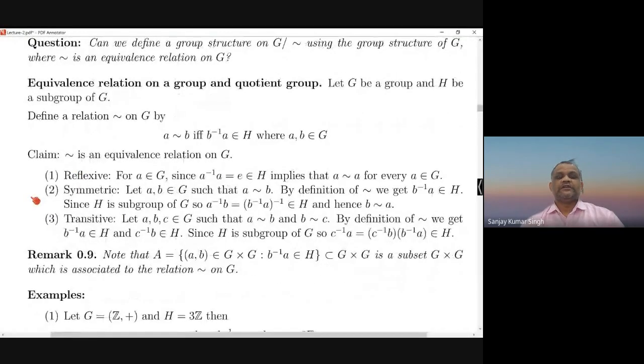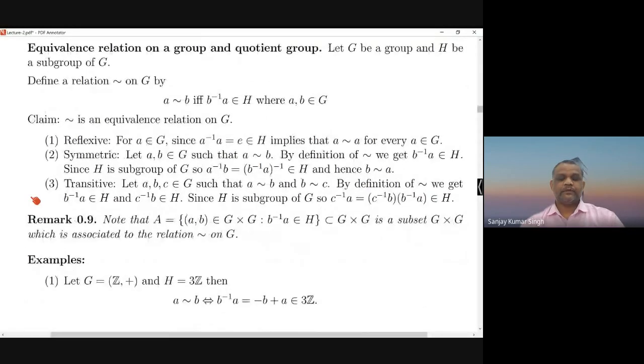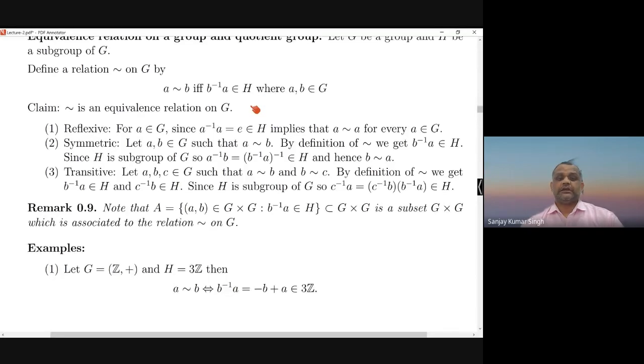Now, since we are interested in equivalence relations in groups, let us try to find some application in group theory. Let G be a group and H be a subgroup of G. Then I can define a relation tilde on G by A is related to B if and only if B inverse A is in H. And of course, this is an equivalence relation.